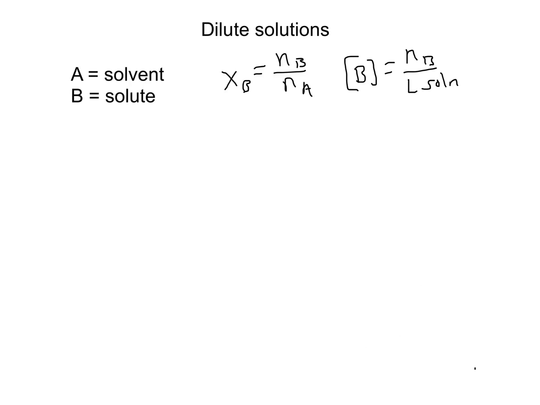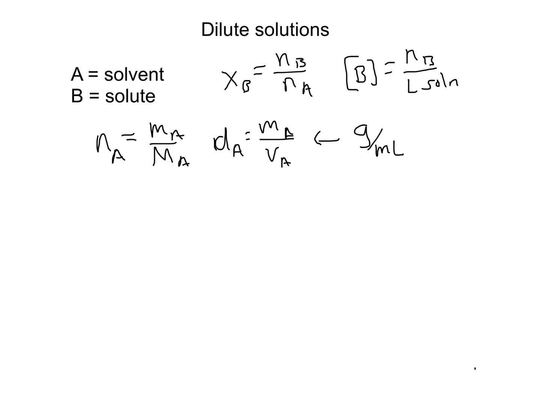And that's most easily done if we go first from number of moles to mass, and then from mass to volume using the density, which is equal to the mass per unit volume. Density is typically given in units of grams per milliliter, and since I want liters of solution, I'm going to have to convert from milliliters to liters. Putting this all together, we can see that the number of moles of the solvent times the molar mass of the solvent is equal to the density of the solvent times the volume of the solvent. And so the number of moles of the solvent is equal to the density of the solvent times the volume of the solvent divided by the molar mass of the solvent.